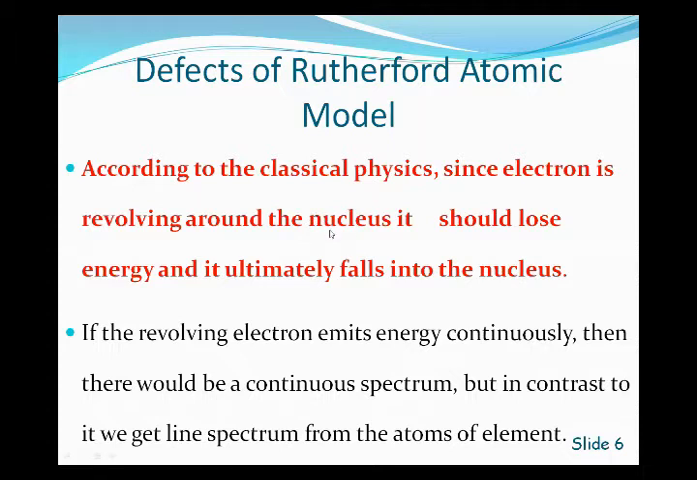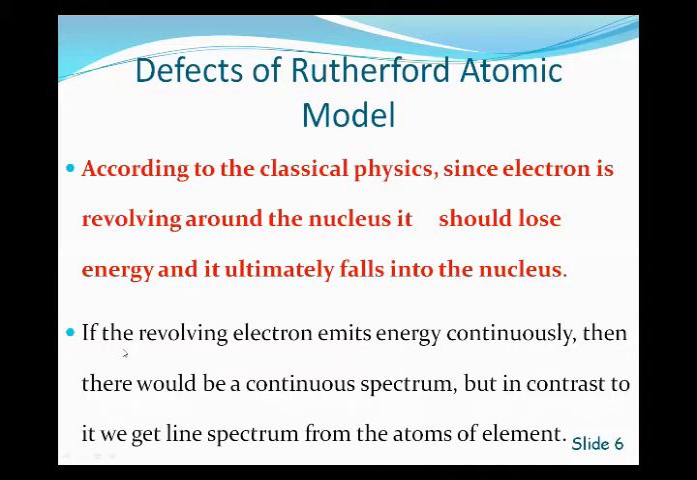I have already told you, electrons are revolving around the nucleus in their certain allowed path or orbit. It should lose energy and ultimately fall. That means if they are continuously revolving, the time will come when it will fall onto the nucleus. But this is a defect of the Rutherford atomic model, the first defect.